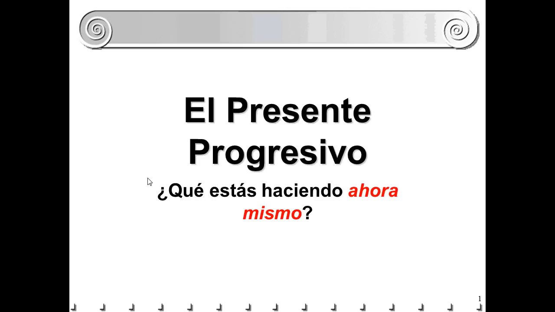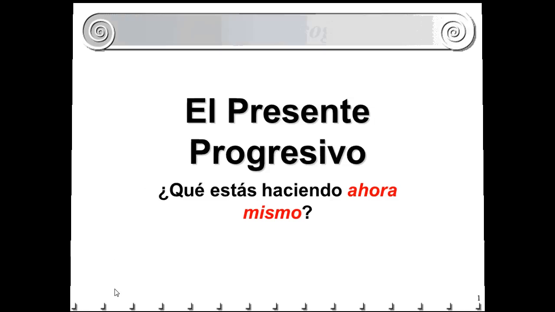We are going to be starting something new. It's called El Presente Progresivo, or the present progressive. Here's an example. It's ¿Qué estás haciendo ahora mismo? So what are you doing right now? It's ing in English. You should have your note sheet with you, and I'll tell you when you need to start filling in the blank.